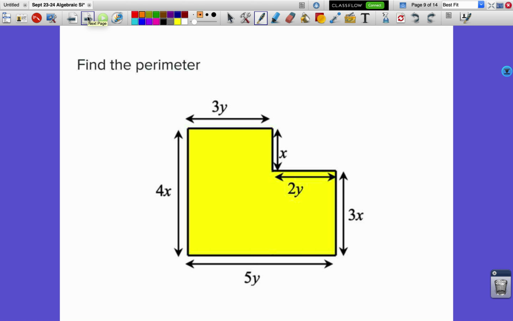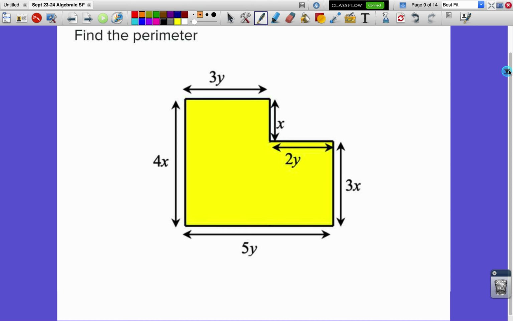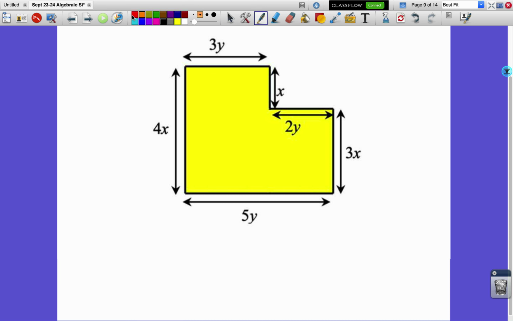Okay, here's a really tough one. So again, pause and sketch this down. Now let's see if we can find this perimeter. All right, so here's where I'll put my point. I've got 4x plus 3y plus x plus 2y plus 3x plus 5y.